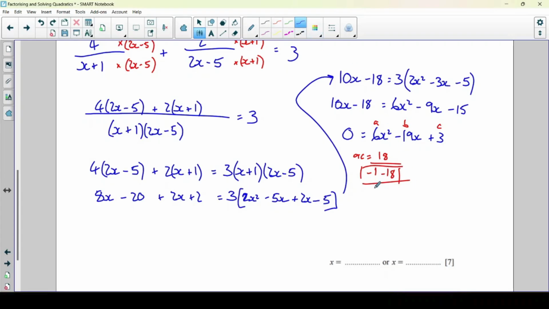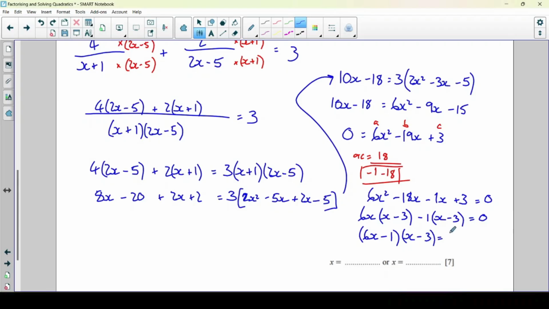So now let's split the middle. 6x squared minus 18x minus 1x plus 3. Two single brackets: 6x brackets x minus 3 minus 1 brackets x minus 3. So I get 6x minus 1, x minus 3 equals 0.